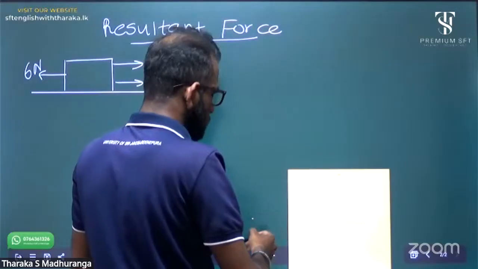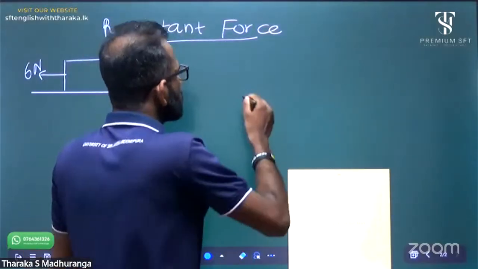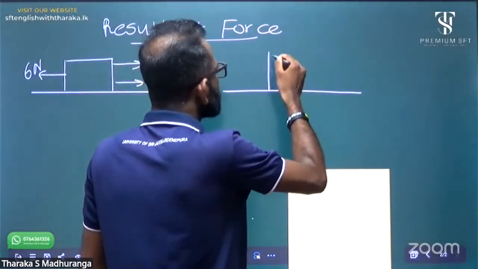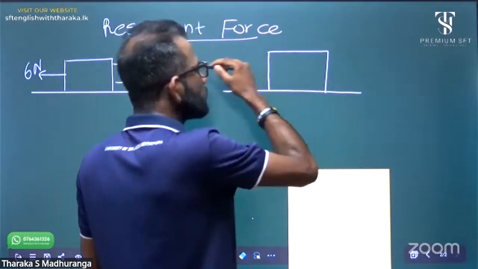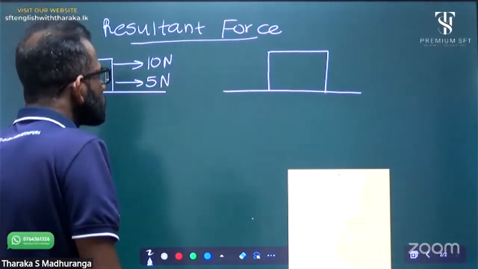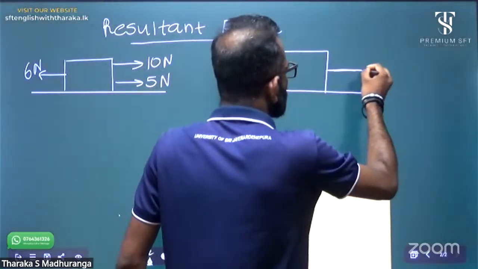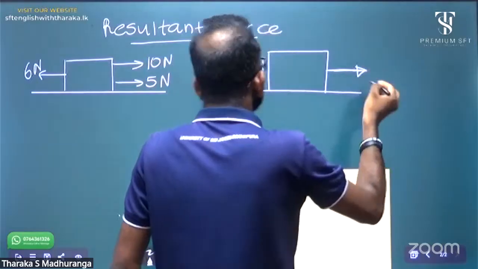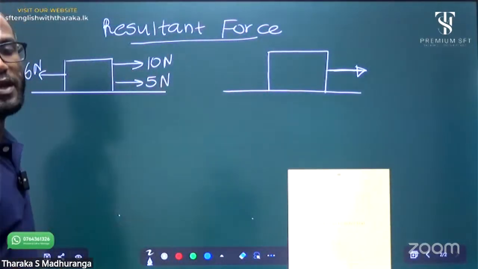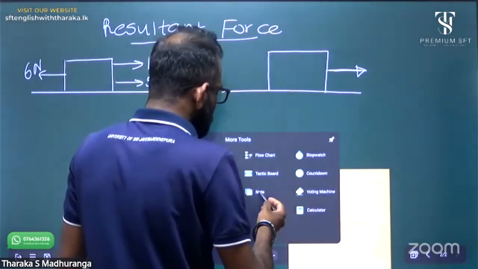The resultant force is a single force. Single force means a single force instead of this full force system, on the same object. Only a single force instead of the force system, but doing the same work as the force system. That's the most important thing.